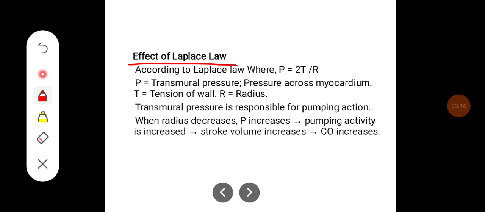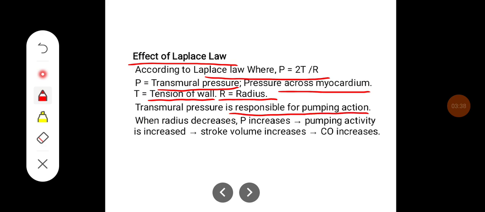The effect of Laplace law. According to Laplace law, pressure is directly proportional to 2 times the tension divided by the radius, where P is transmural pressure, that is pressure across the myocardium, T is tension of the wall, and r is the radius. Transmural pressure is responsible for pumping action, and when radius decreases, the pressure increases. So the pumping activity is increased, so stroke volume increases and cardiac output increases.